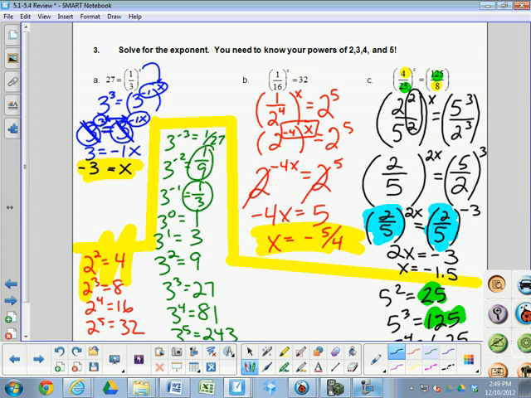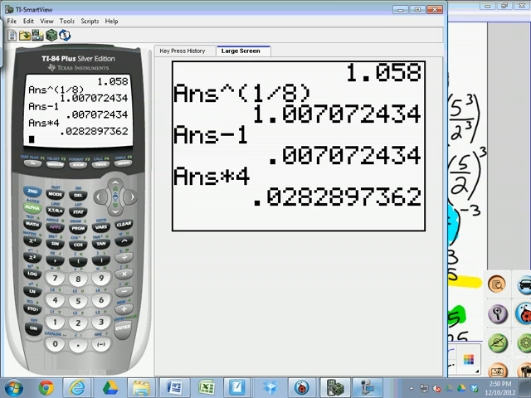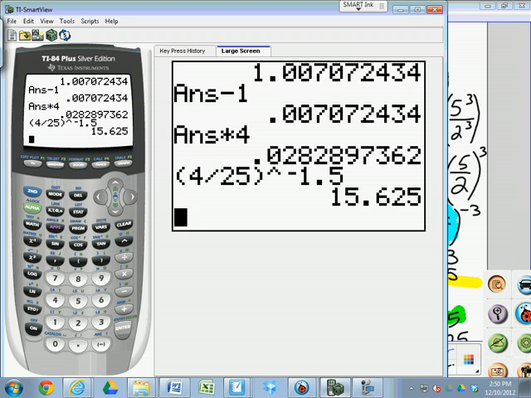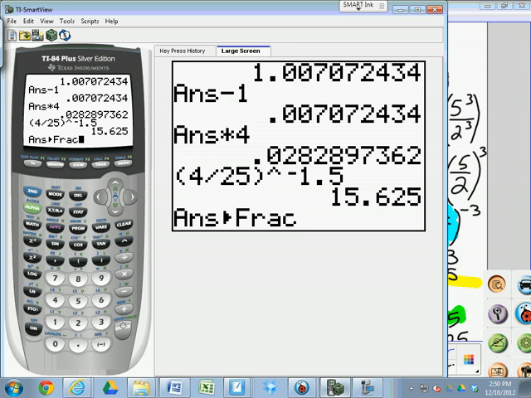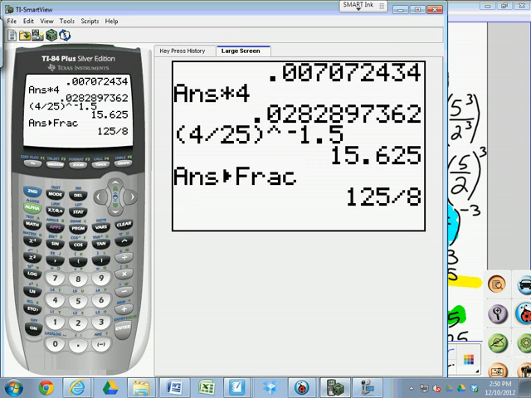If you'd like, check your work. Type in parentheses 4 over 25 to the negative 1.5. It gives me 15.625. I can change that to a fraction by going math, fraction, enter, 125/8. Is that what we wanted?